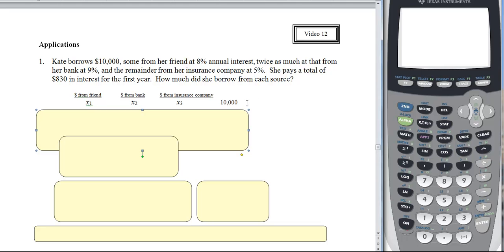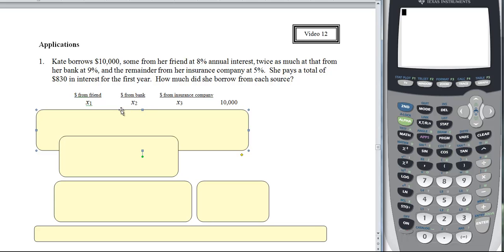The 10,000 here is a total. A lot of times you'll have totals here, but this is sort of different in that it starts off with Kate borrows 10,000. If x sub 1 is the money from her friend, x sub 2 is money from the bank, and x sub 3 is money from the insurance company, then in all she borrowed 10,000, and that technically is an equation right there. So x sub 1 plus x sub 2 plus x sub 3 will equal 10,000. This doesn't happen often, but if this is what these variables represent, which is the money she borrowed in all, well, she did borrow 10,000.